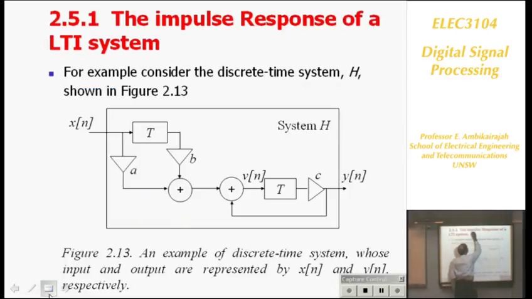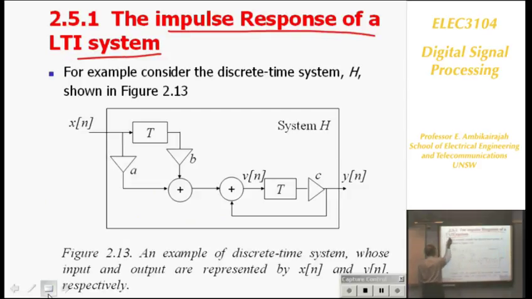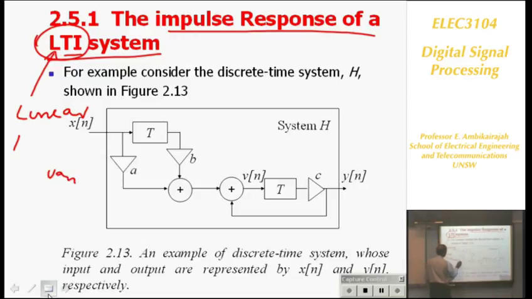Now we're going to look at the impulse response of a system. LTI means linear time invariant. Do you remember what time invariant means? That means if you shift the input by 5 samples, the output will shift by 5 samples. Linear means if you give the input A1x1 plus A2x2 added together, the output will be A1y1 plus A2y2.